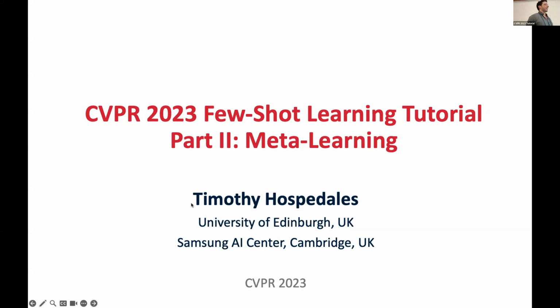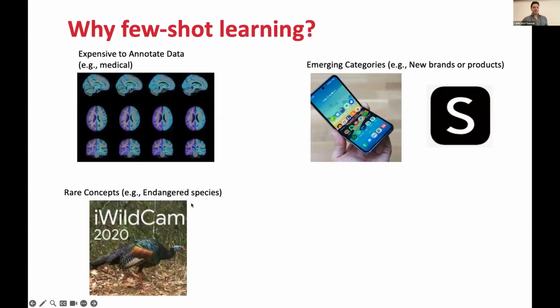Great. So I'm Tim Hospedales from University of Edinburgh and Samsung AI. In the second session, I'll talk about meta-learning approaches to few-shot learning. As Da already introduced, we have a lot of reasons to want to do few-shot learning, whether that's rare categories, expensive-to-annotate data, or one of the most interesting ones, emerging categories. Maybe there are new products coming out in consumer electronics companies or new brands coming out, and these are always new categories emerging, which we might want to recognize, and by definition there's not a lot of data for them.